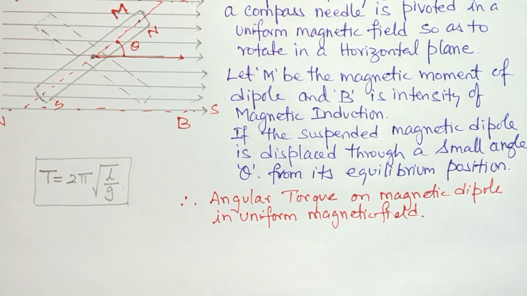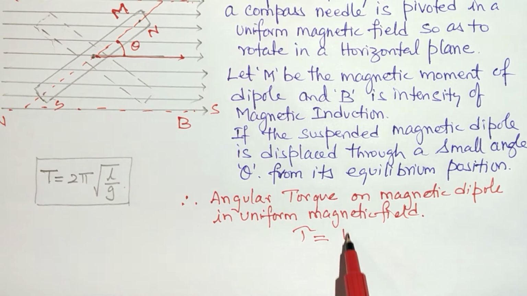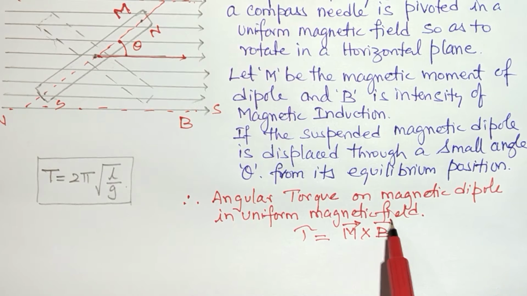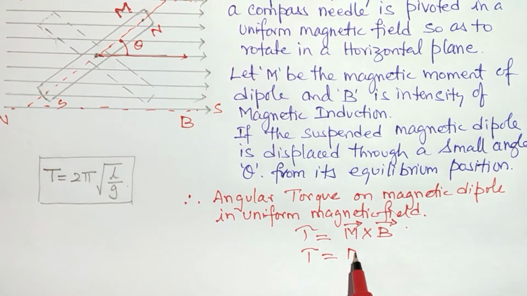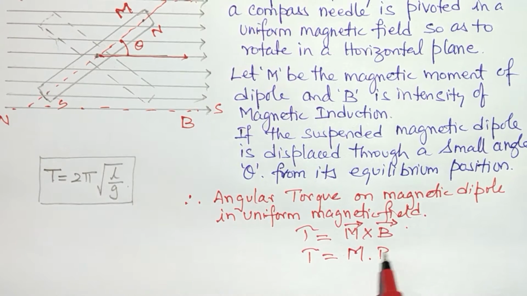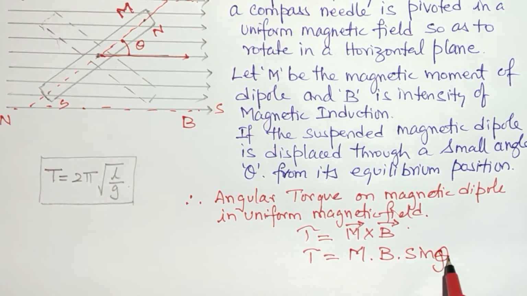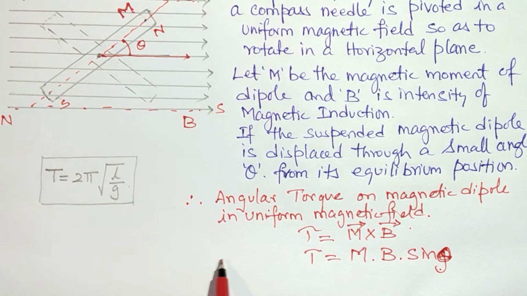Earlier we have studied the formula for torque. Tau is equal to the magnetic moment cross product with the field strength. Therefore we can write it in magnitude form as M into B into sin theta. So this is the angular torque.